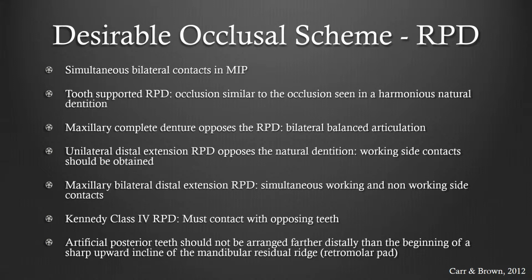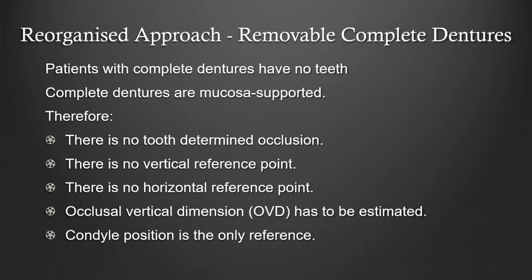Only working contacts need to be formulated for the unilateral distal extension RPD. Regarding maxillary bilateral distal extension RPD, simultaneous working and non-working side contacts need to be achieved. For an RPD to replace anterior missing teeth, the denture must be in contact with the opposing teeth. Last, artificial posterior teeth should not be arranged farther distally than the beginning of a sharp upward incline of the mandibular residual ridge.